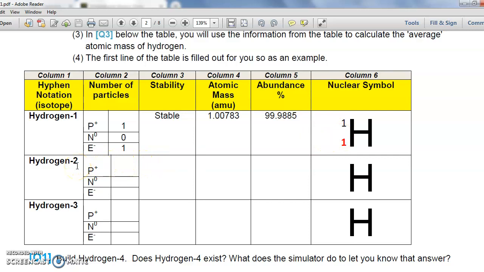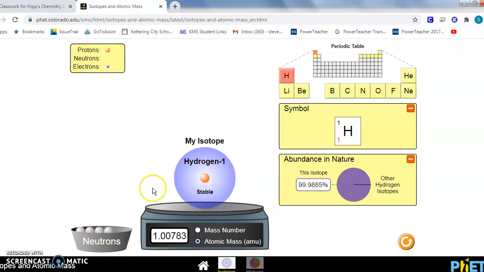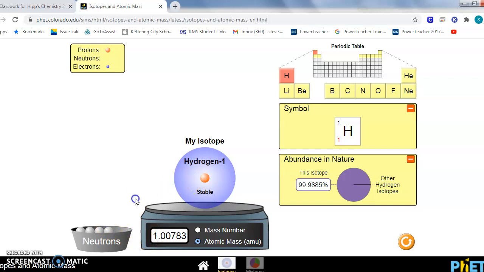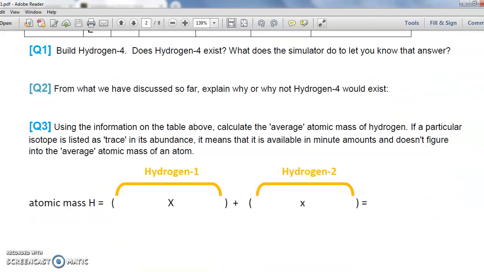Then you will build hydrogen 2. Hydrogen 1 had 1 particle in the nucleus, and that particle was a proton. Hydrogen 2, how will we build that? Well, that's why we're doing the lab. They have neutrons right here to add to it. You'll add neutrons right through there, and then you'll see as we add neutrons that all the numbers change. So that'll take us through part 1 of the lab.